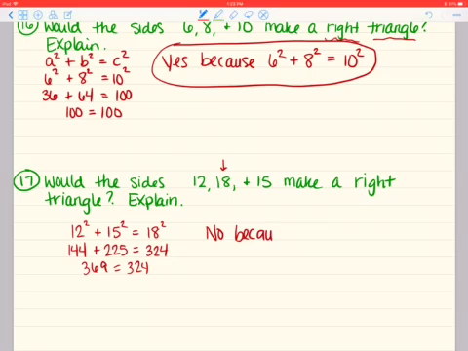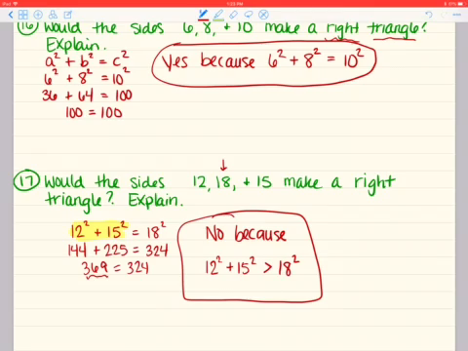And for your explanation on this one, here's what you may see on the test coming up. When we worked this out, this portion, the 12 squared plus 15 squared, gave us 369, and that was greater than the 324. So I'm going to say because 12 squared plus 15 squared was actually greater than 18 squared. And I want you to focus your explanations in that direction where you're actually showing the use of the Pythagorean theorem.